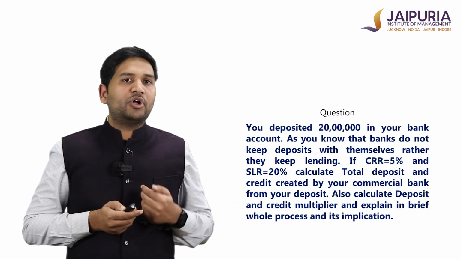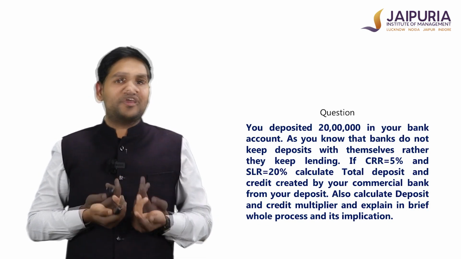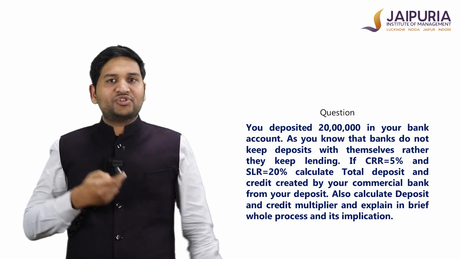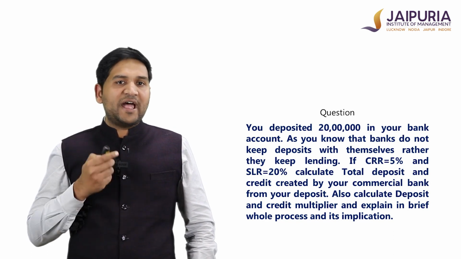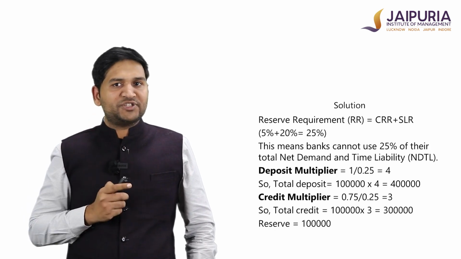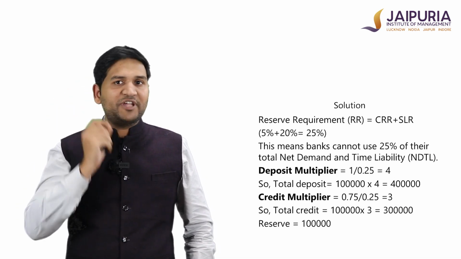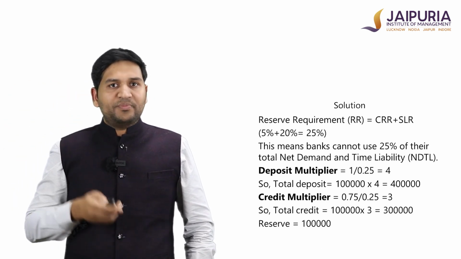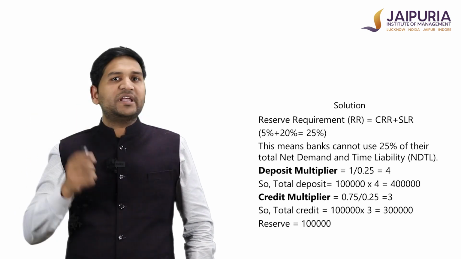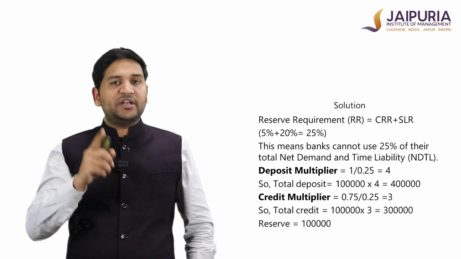Now one question for you all. Suppose you deposited 20 lakh in your bank account. As you know, banks do not keep deposits with themselves, rather they keep lending. Let's say CRR is 5% and SLR is 20%. To calculate the total deposit and credit created, you apply a simple formula: deposit multiplier is equal to 1 divided by the total reserve requirement. The reserve requirement in this case is 25%, so 1 divided by 0.25 is 4. So 20 lakh multiplied by 4, that is, 20 lakh is going to create a total deposit of 80 lakhs and a total credit of 60 lakh.